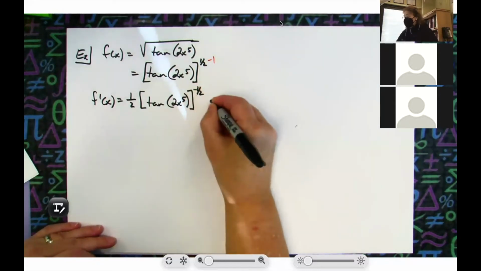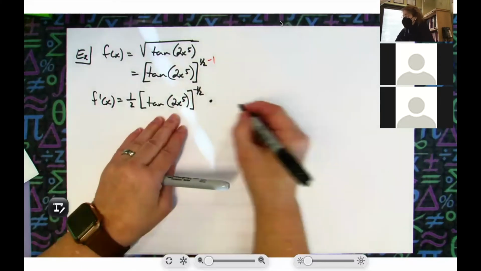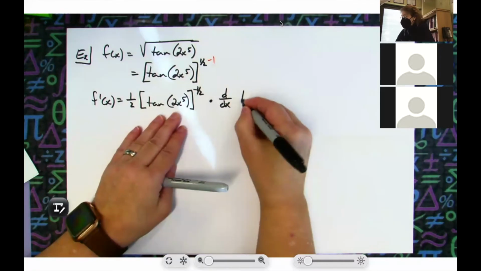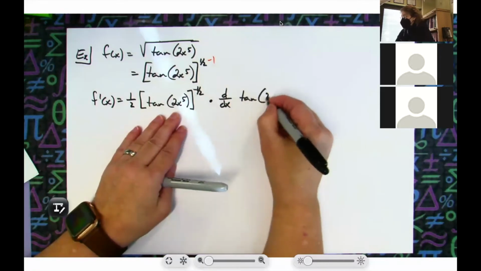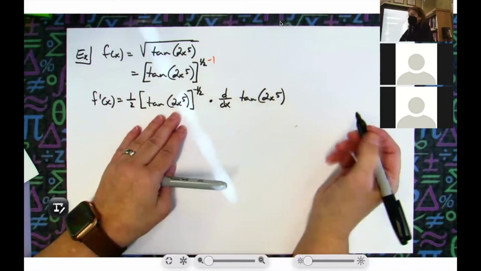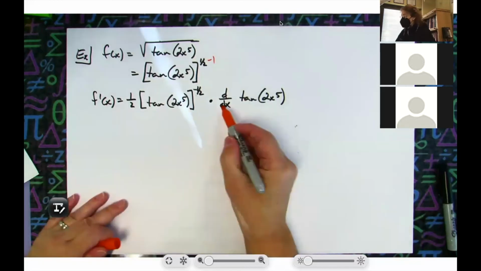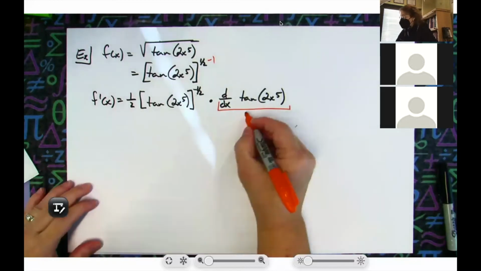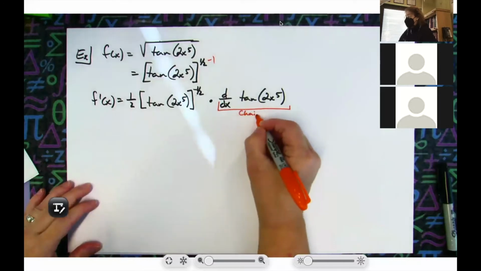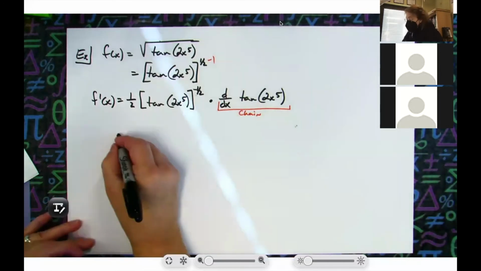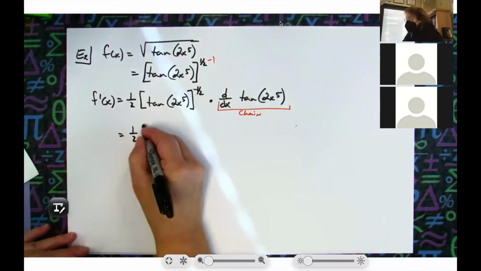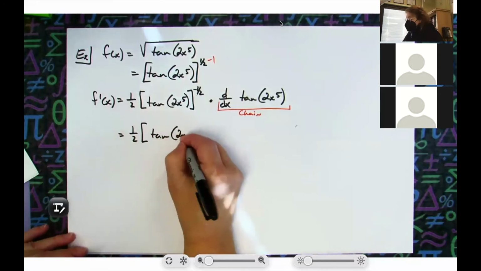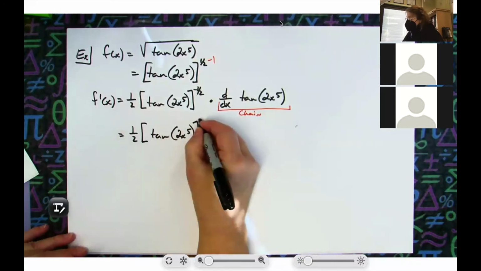And then times the chain times the derivative of that inside function. Inside function is tangent of 2x to the 5th. And then you look at this and you realize you have another composite function. You have an outside and an inside, so that means I got to do chain again. You're going to keep the 1/2. You're going to keep the tangent 2x to the 5th. You're going to keep the negative 1/2.